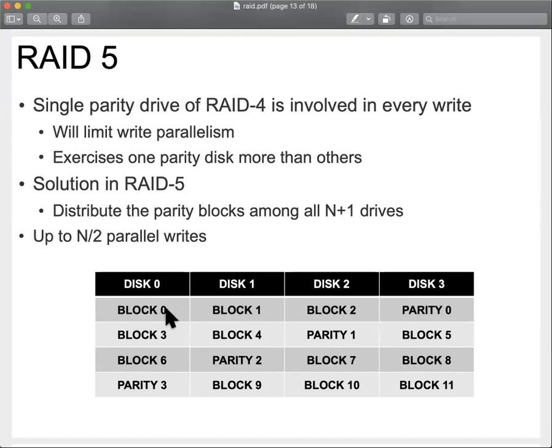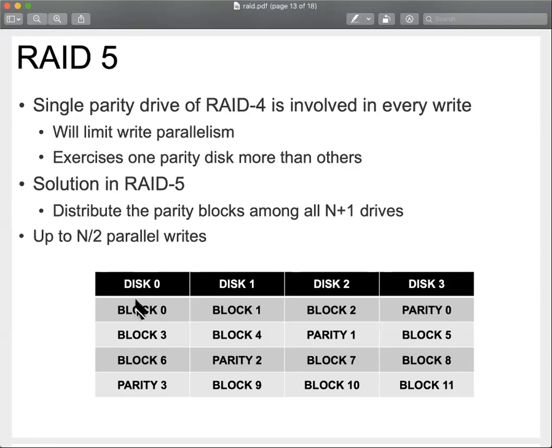Instead, the parity blocks are spread out or staggered over all the disks. So for the first row, block 0, 1, and 2, parity 0 is on disk 3. For the second row, block 3, 4, and 5, parity 1 is on disk 2. Likewise, the next row, parity 2 is on disk 1 and parity 3 is on disk 0. So by spreading out the parity, we are preventing any single disk from becoming a bottleneck.